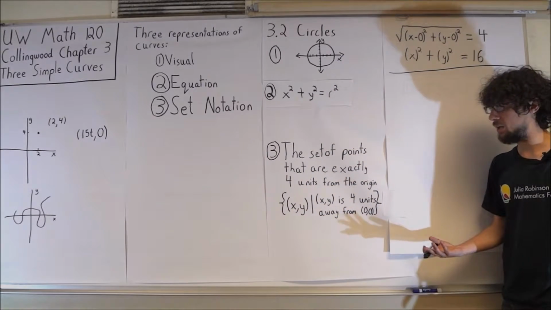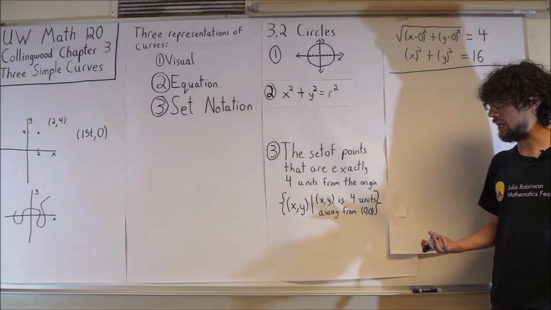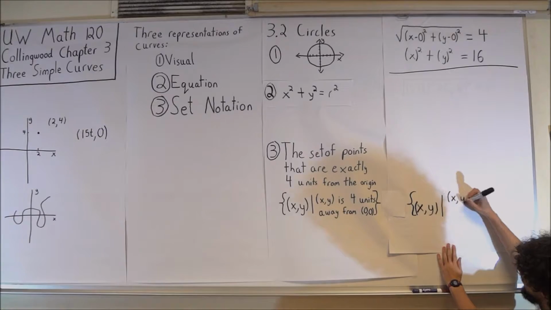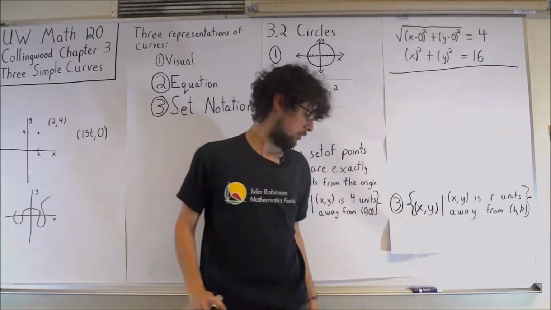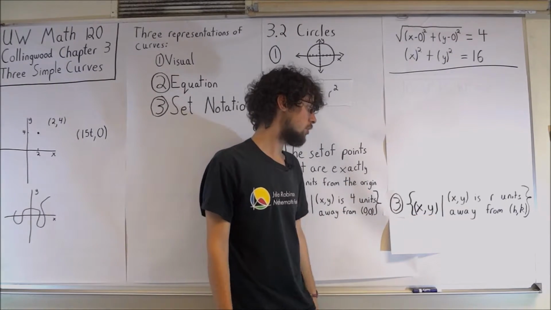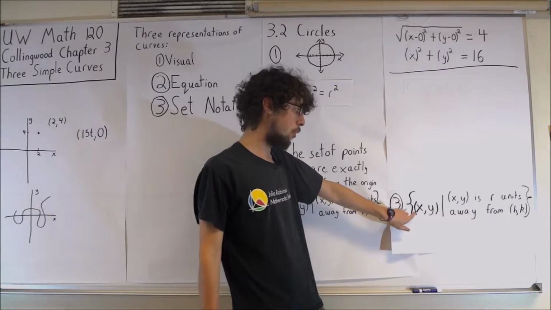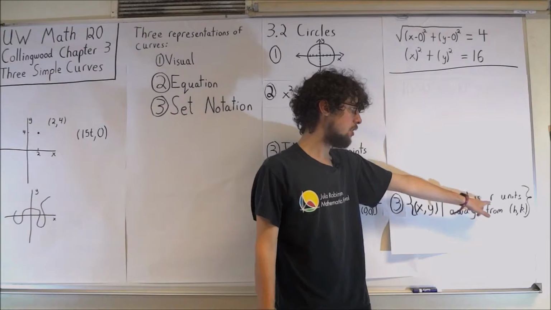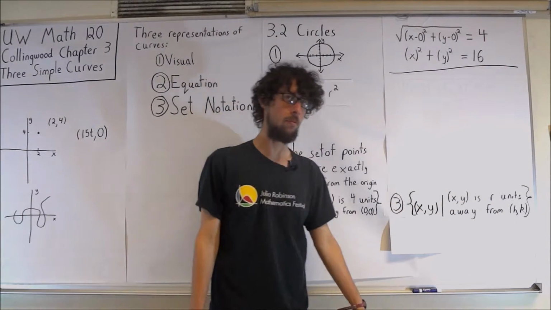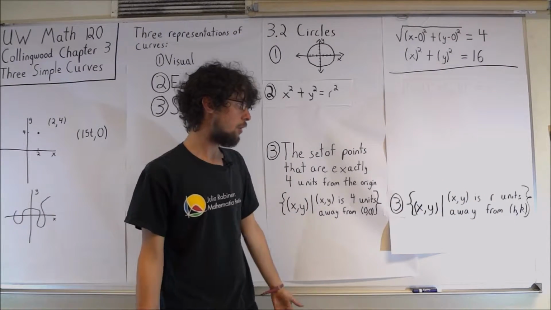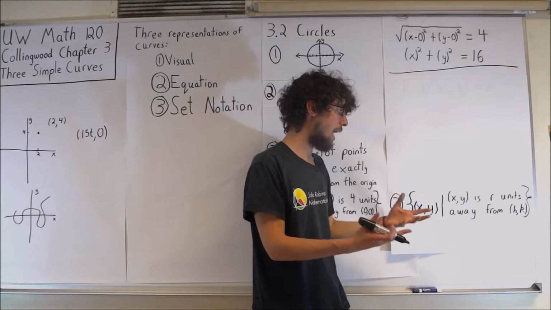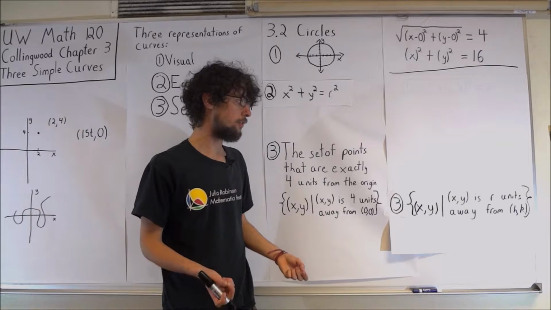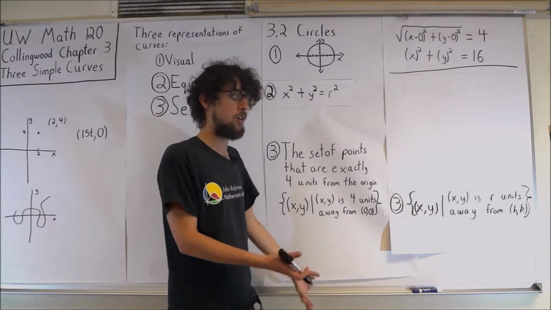Well, if we're talking about a circle centered around (h, k) with radius r, then I can write this sort of description. I have the set of points (x, y) such that (x, y) is r units away from this point (h, k). Now, from here, I can just make some observations about the distances involved and write down my equation.